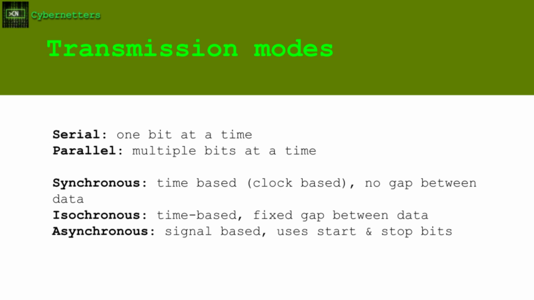As for the other modes, there is the synchronous mode, which is time based, and there's no gap between data. Time based means clock based. It uses an internal or external clock to time the data. Isochronous is also time based, so it's basically synchronous, but the only difference is there's a fixed gap between the data being sent. And then there's asynchronous, which is signal based but not clock based. It doesn't have a clock to determine when the data is being sent, but instead it uses start and stop bits, which we will be getting into very soon.